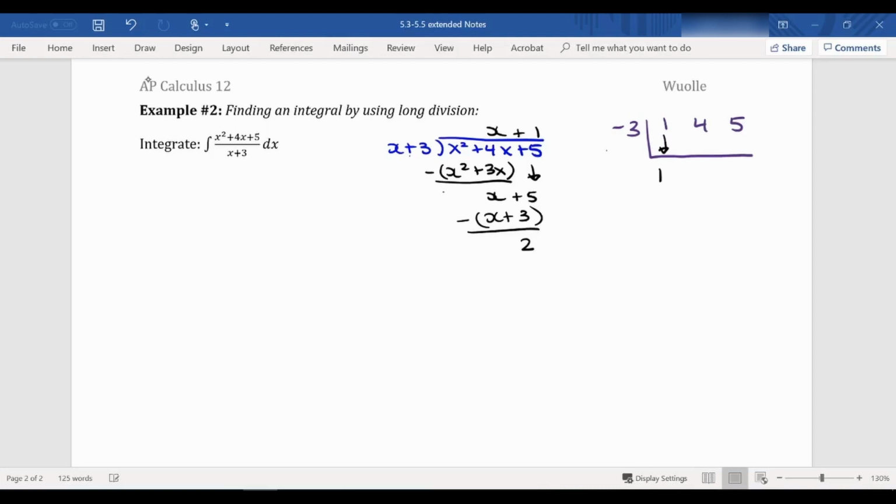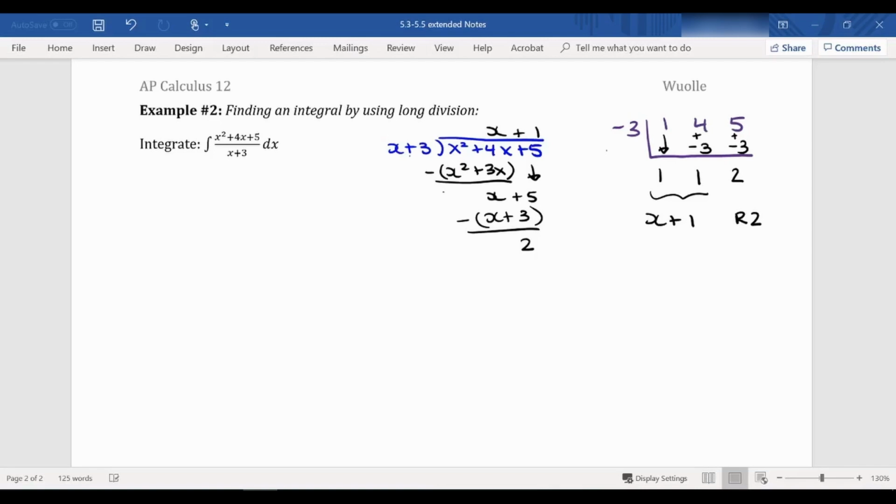So I bring down the 1, multiply the negative 3 and the 1, I get negative 3. Add those together. That gives me 1. Multiply the negative 3 and the 1. Add those together. That gives me 2. So this is going to give me x plus 1 with a remainder of 2.